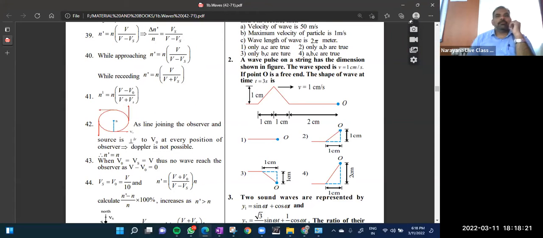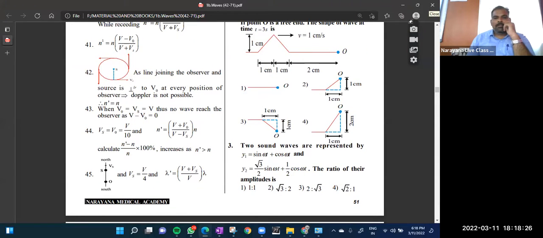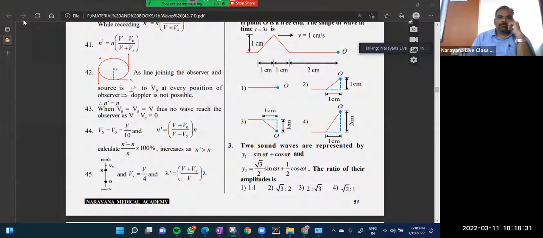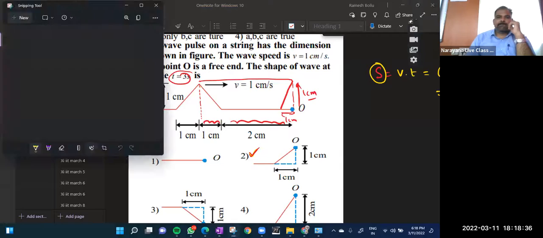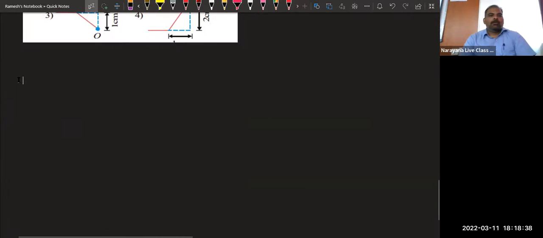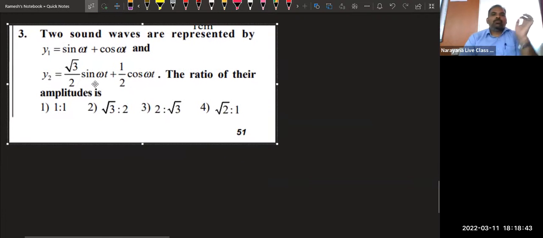Understood, everyone? Sound waves are represented in terms of their amplitude. Try this problem. Two sound waves are represented by y1 equal to sine omega t plus cosine omega t, and the second wave is also given. The ratio of their amplitudes is asked.